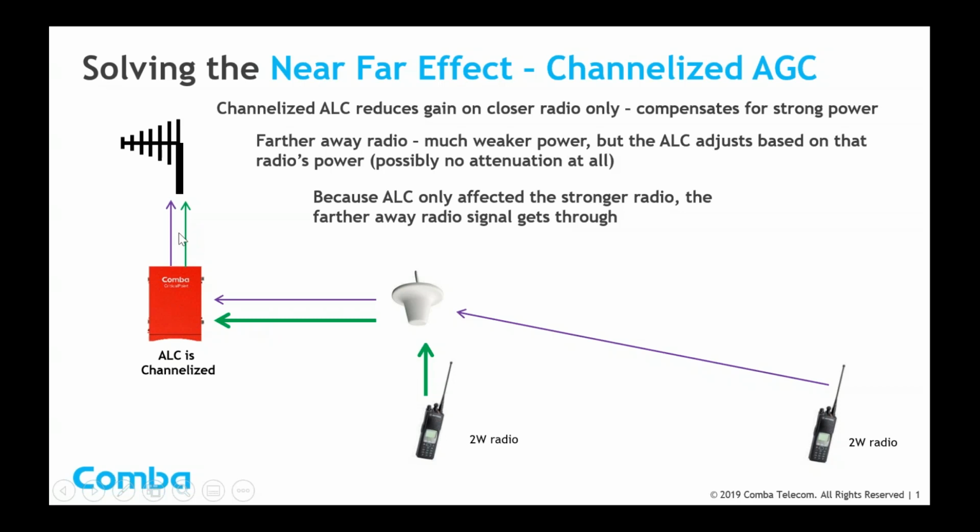So again, a Class A device can do a lot to help with the near-far problem. Again, we highly recommend do both. Put in enough antennas and put in a Class A device because that will help with this problem.